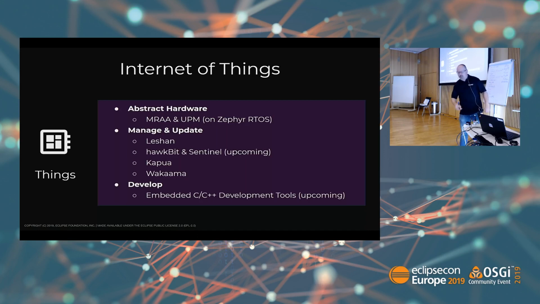So this shows a bit of the variety we have, and we have other projects that I don't have the time to mention here. By the way, if you are a committer or working on a project and I don't name your project, please forgive me, it's just that we've got time constraints. So, MRAN, UPM, Leshen, Hogbit, Kapua, Wakama, embedded.